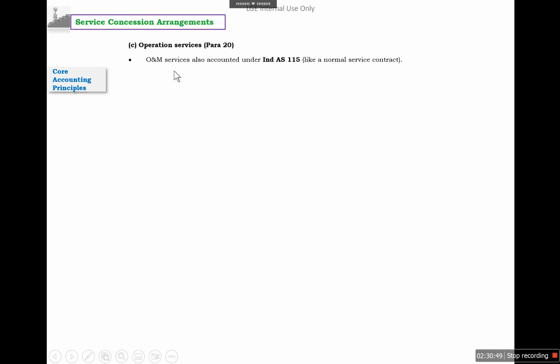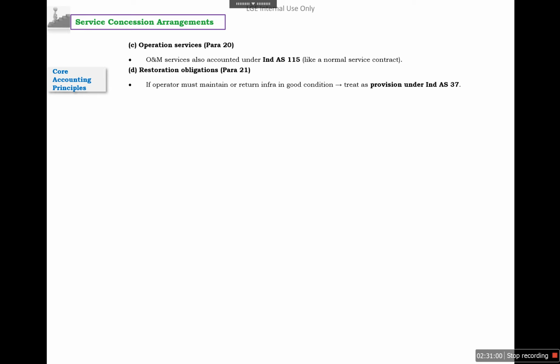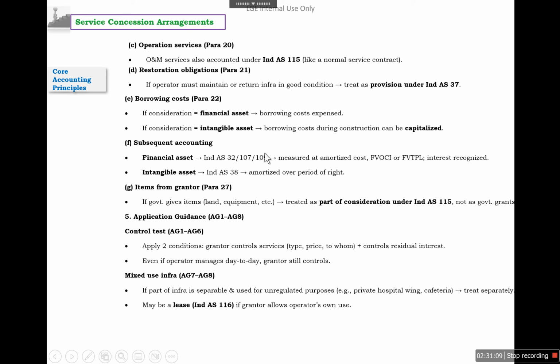Apart from it, the O&M, operating and maintenance services, are accounted for as per Ind AS 115. If there is a restoration obligation, that at the end of the contract the asset has to be returned to the government in a particular condition, the operator has to recognize a liability according to Ind AS 37. Similarly, for borrowing cost, if the consideration is a financial asset, borrowing cost is an expense. If it is an intangible asset, it will be capitalized. For financial asset accounting, we need to check Ind AS 32, 107, and 109, and the intangible asset will be accounted for as per Ind AS 38.